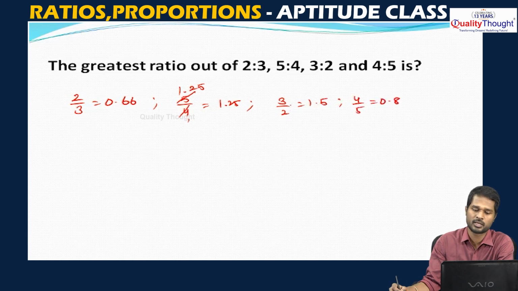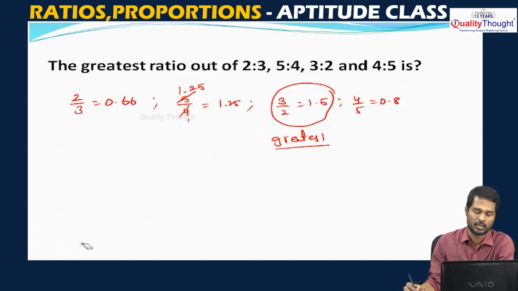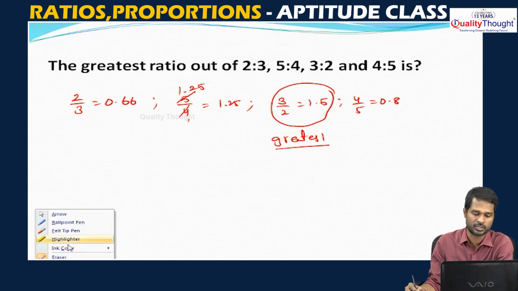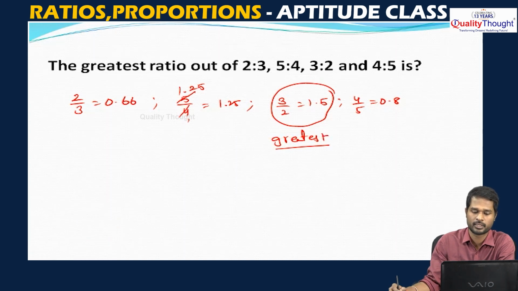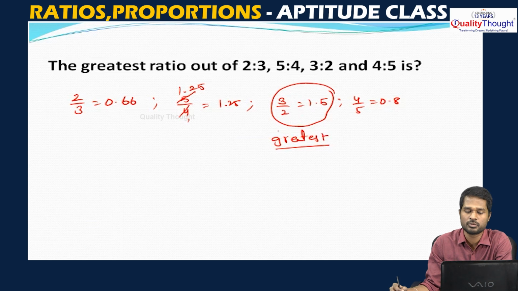So which is the biggest ratio in this? This is the greatest value. Among the given ratios, this is the greatest ratio.